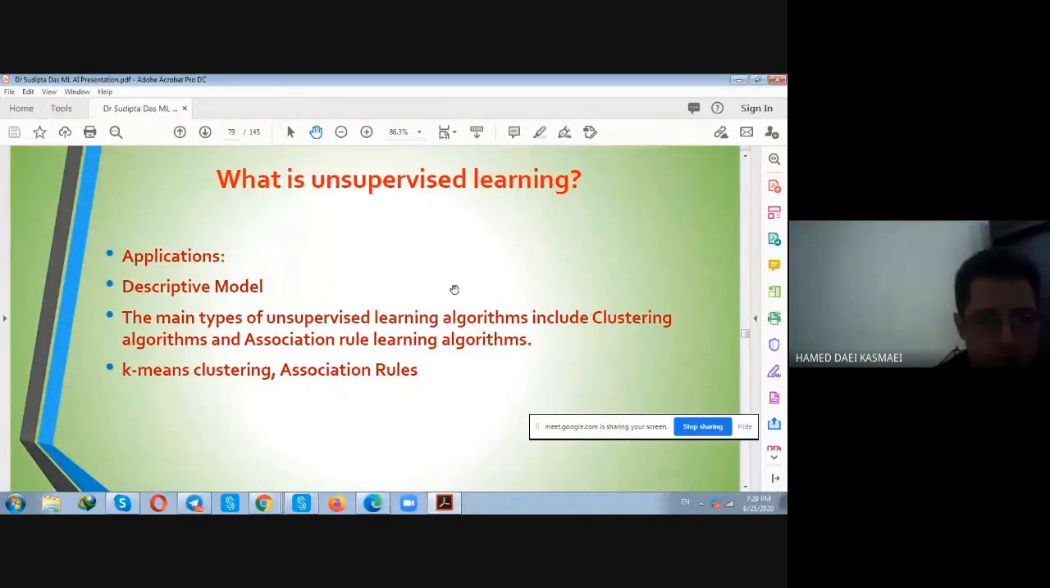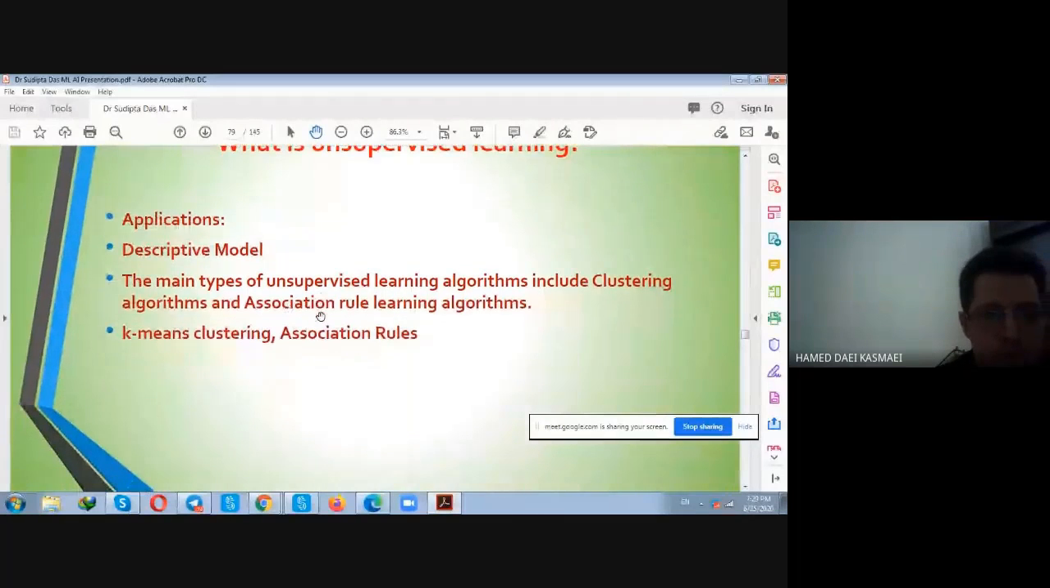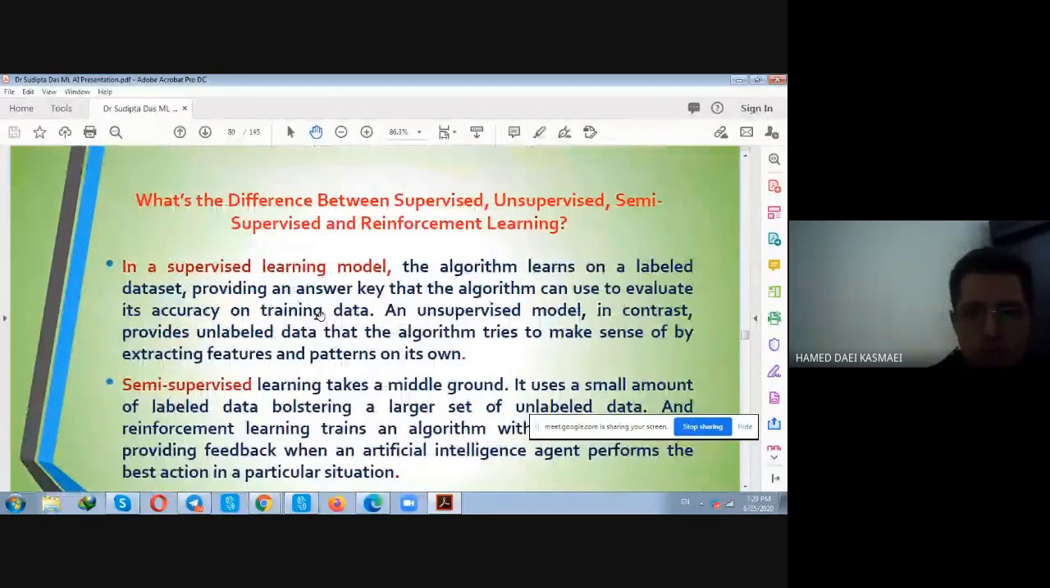Okay, all of them are in computer science, artificial intelligence, and machine learning, in order to do a statistical process. Okay, what's the difference between supervised, unsupervised, and semi-supervised reinforcement learning?